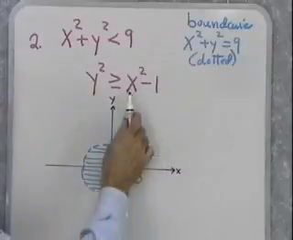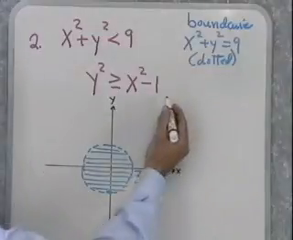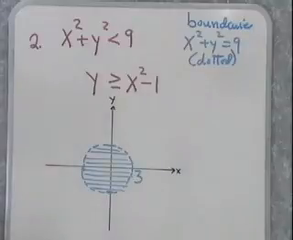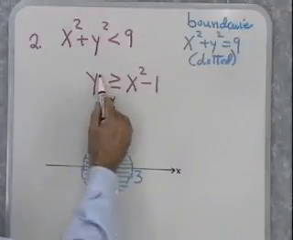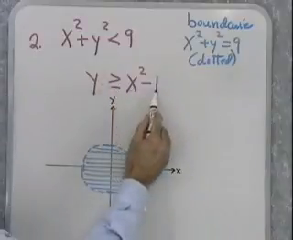All right, let's go to our second inequality. Let me just erase this right here. I just want y here instead of y to the second power. I copied this problem wrong. Anyway, it's y ≥ x² − 1.